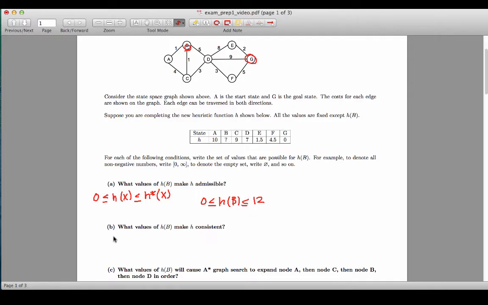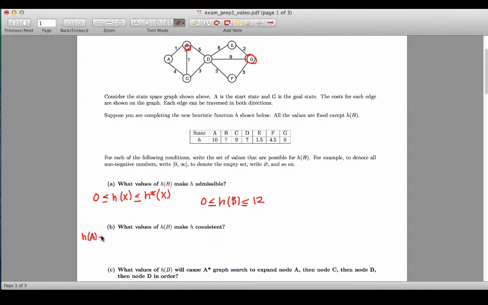In part B, we're trying to determine what values of h of b will make h a consistent heuristic. So what we need to do is ensure that for every pair of nodes in the graph, the difference in the heuristic between those two nodes never overestimates the cost between those two nodes. So therefore, we should check all of the neighbors of b. So let's start with the neighbor a.